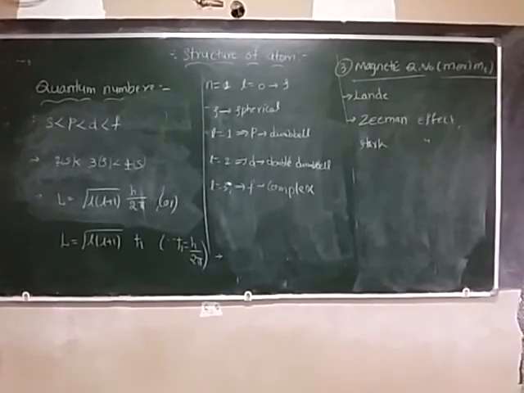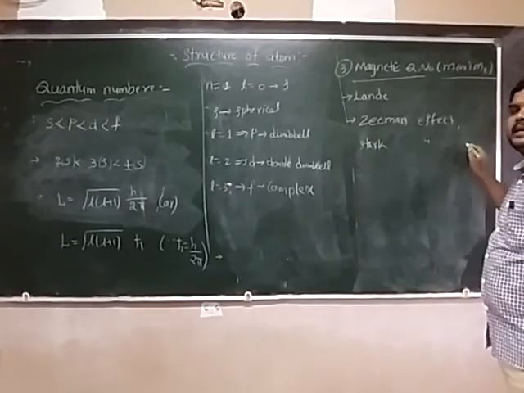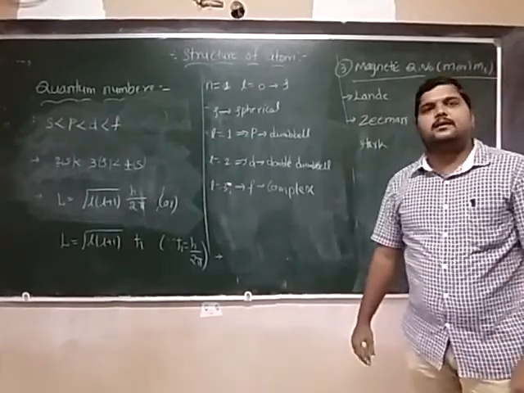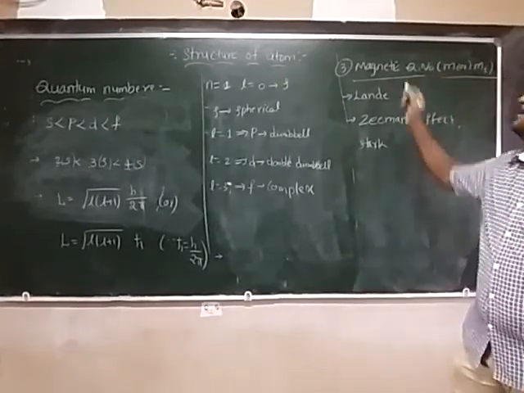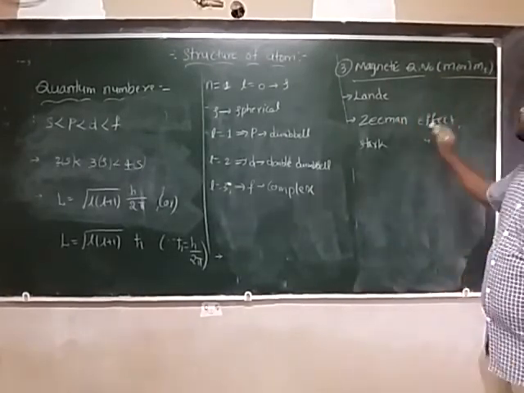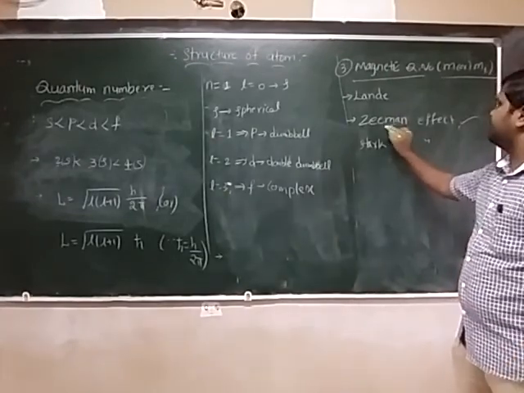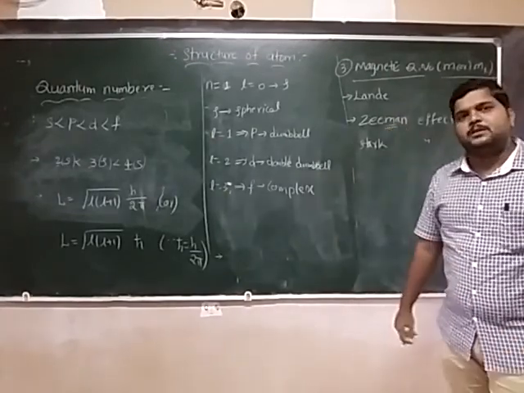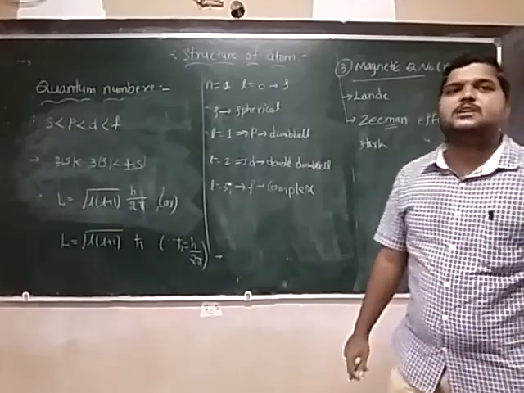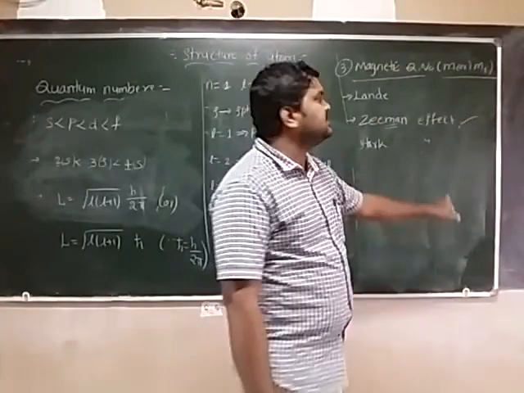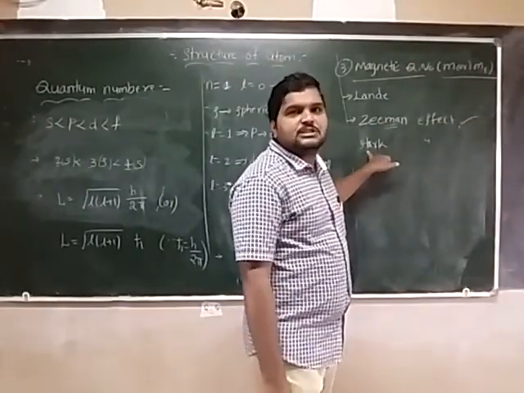Next, come to the Stark effect. Splitting of spectral lines in the presence of an electric field. So these two are explained by the magnetic quantum number. Zeeman effect: splitting of spectral lines in the presence of a magnetic field. You can remember M, in Zeeman we have M. Splitting of spectral lines in the presence of an electric field, that is the Stark effect.